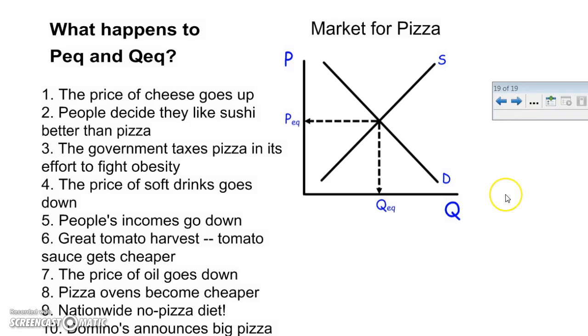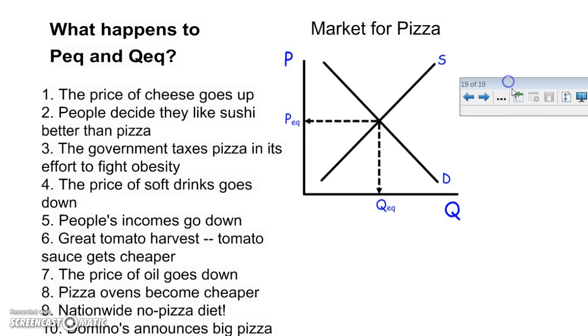Okay, our last slide here asks what happens to PEQ and QEQ as these various things happen. So I'm going to suggest that you actually take a moment to answer all of them. So pause the video, and then I'm going to come back and I'm going to explain what happens in each one. Okay, the solutions are this.